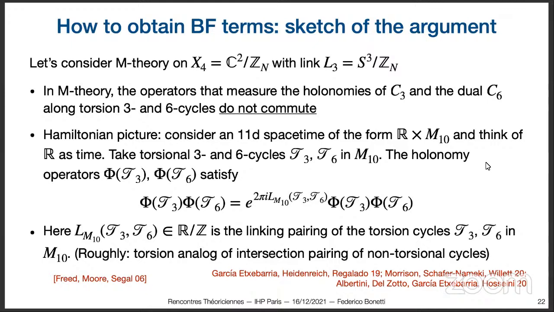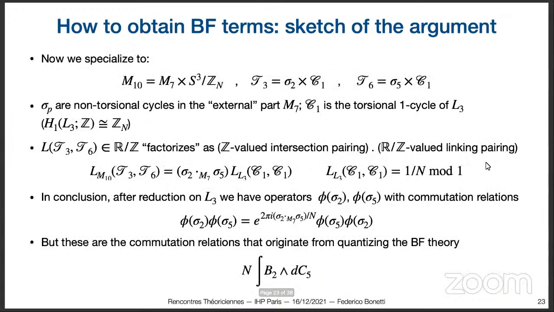Okay, so this is the picture in the parent theory upstairs. Now I told you that what we should do is a dimensional reduction on the link geometry, that, for example, could be a lens space for concreteness. And this can be done intuitively by factorizing everything. So let's take our space-time to be external space-time times the lens space. Then we have a 3-cycle and a 6-cycle, and let me construct them using the only torsional 1-cycle that I have in my lens space. There is only one generator. Let me call it curly C1.